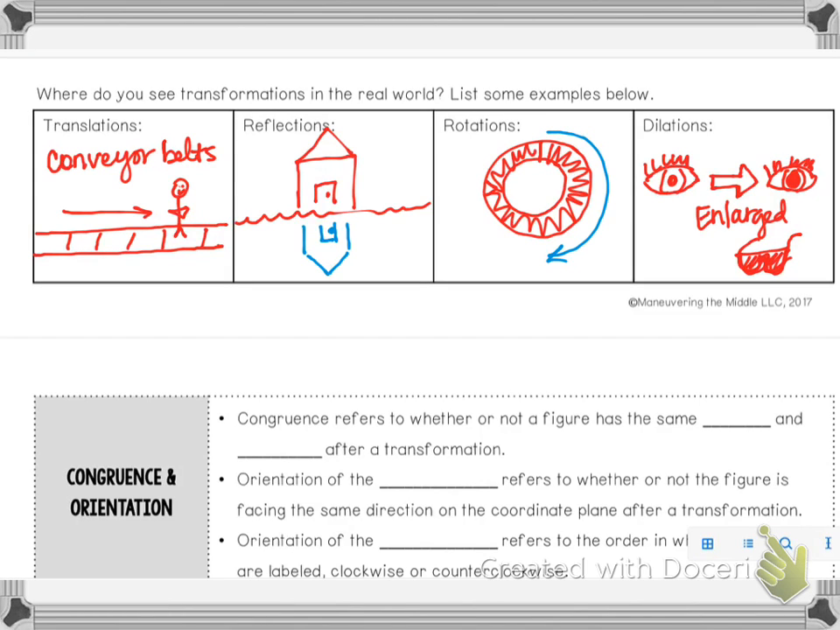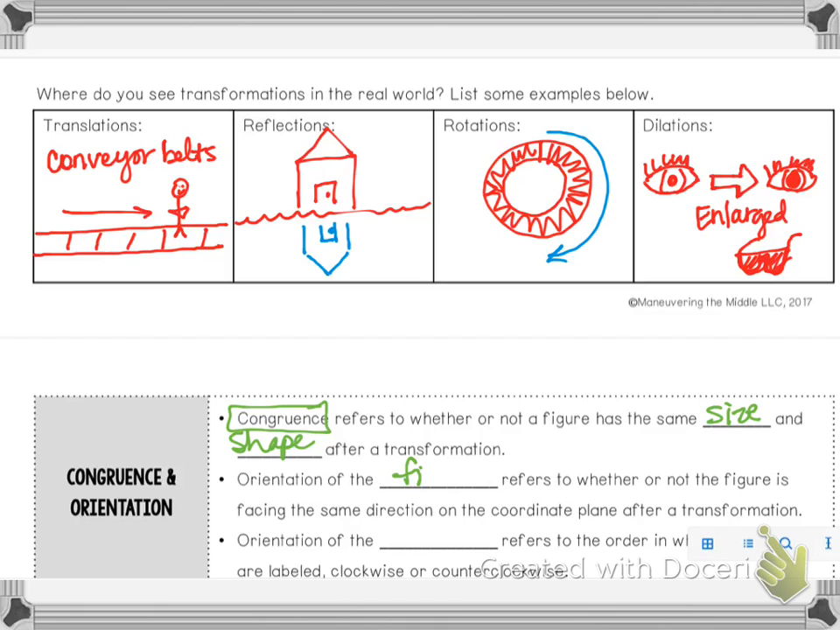All right, let's go down to congruence and orientation. Congruence refers to whether or not a figure has the same size and shape after a transformation. So does it continue to keep its same size and its same shape? Then we would call it congruent. Congruent means equal in all ways.